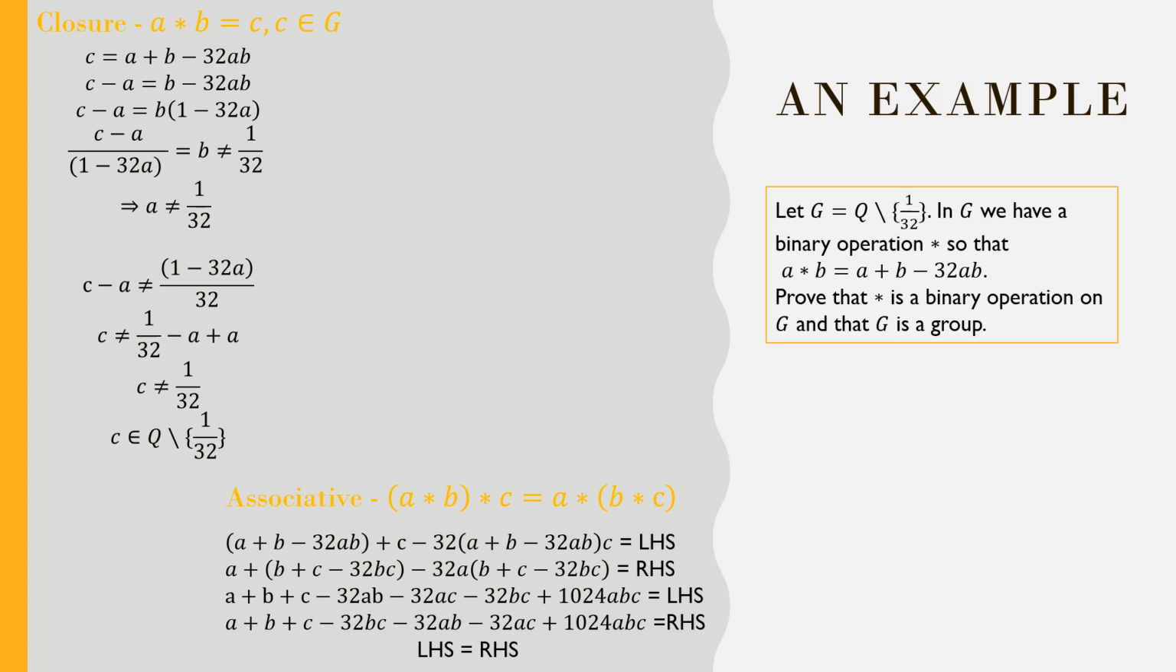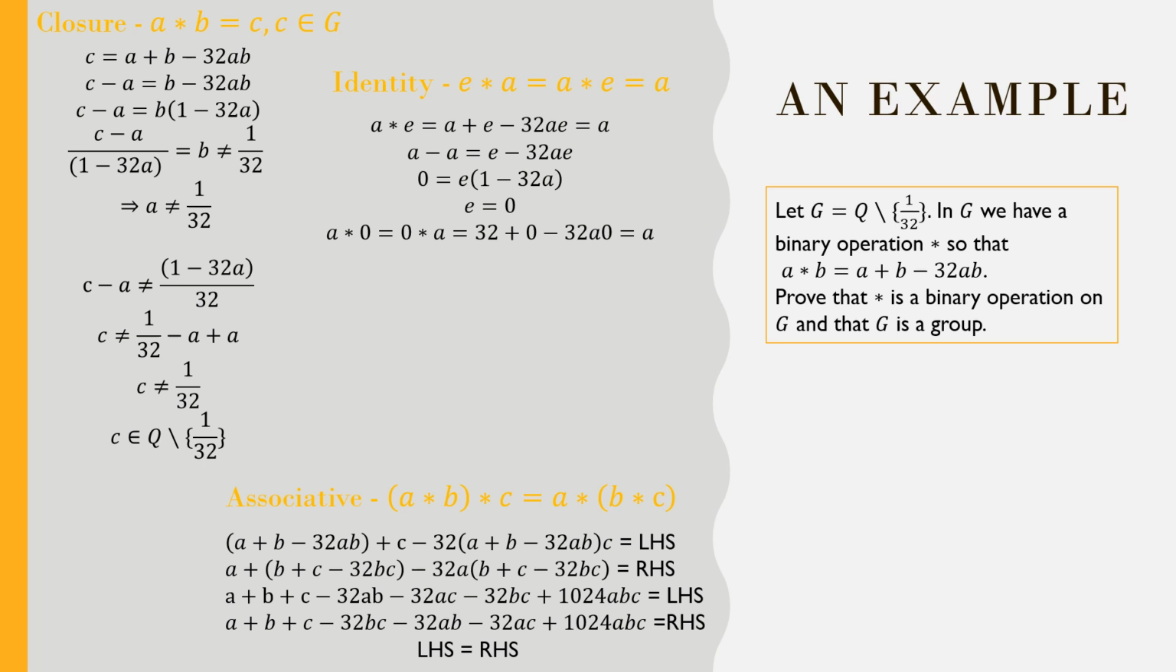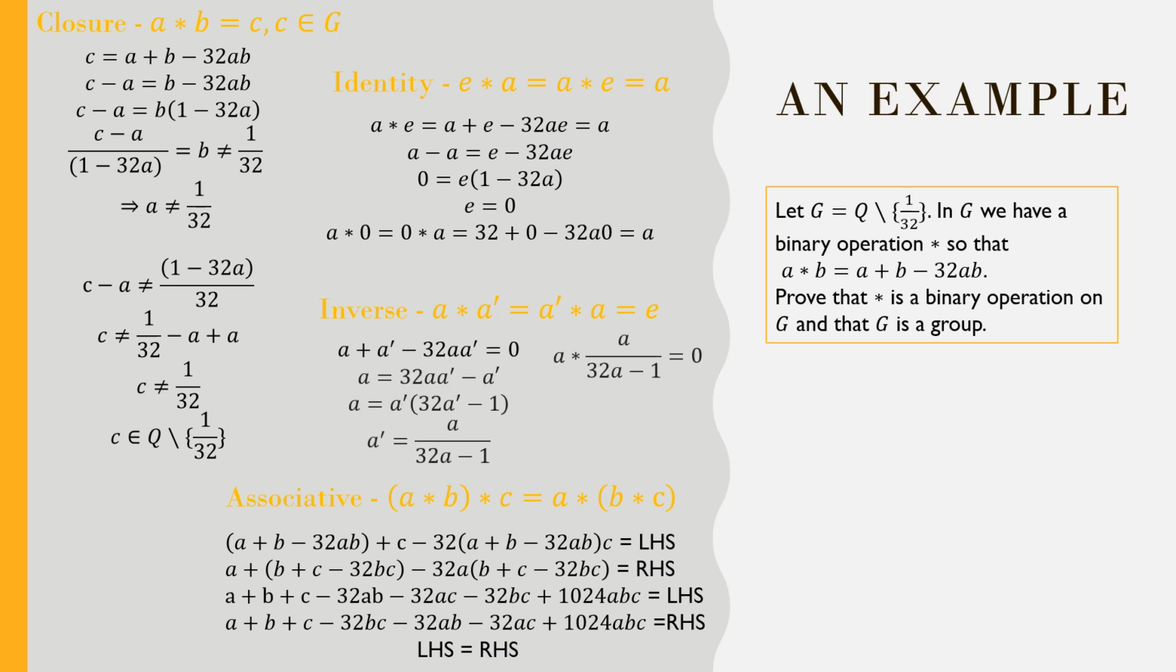To be associative, the left-hand side must equal the right-hand side. And to find the identity element, I need to find the element that does nothing to A. Here, it's 0. The inverse element is the one that when applied to A returns 0. Here, it's A over 32A minus 1.